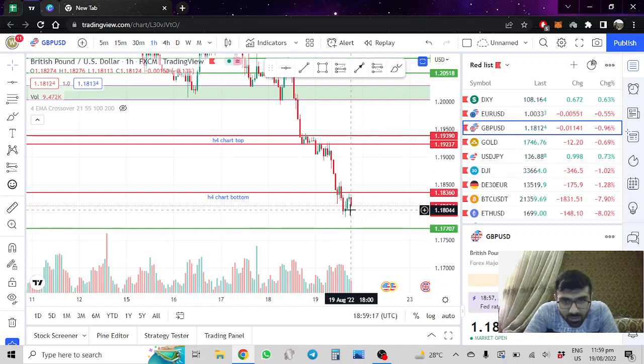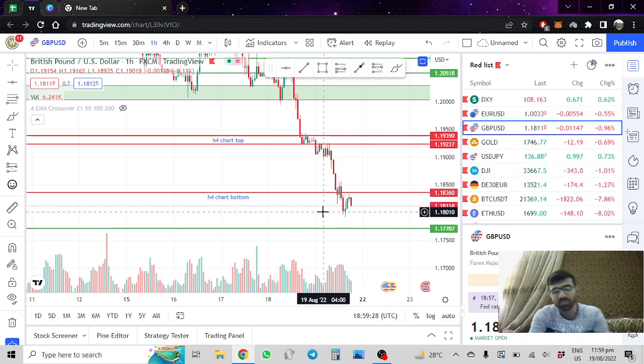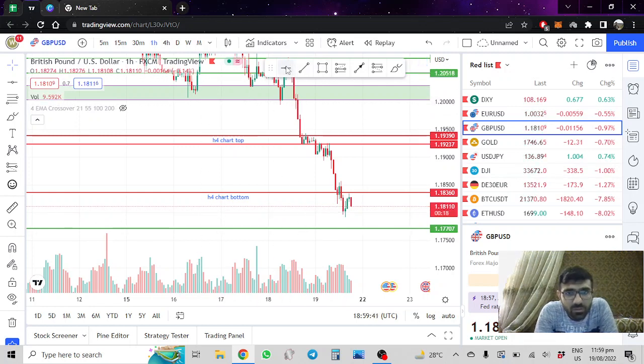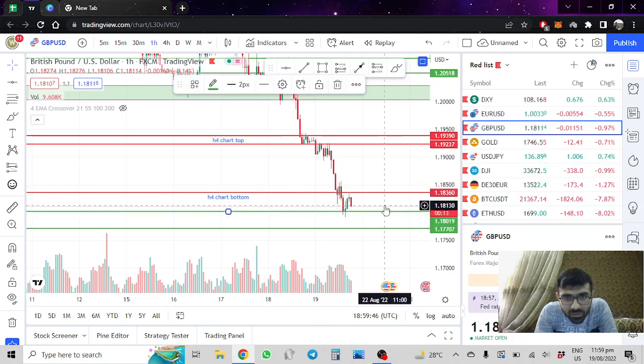Okay, so this area has been tested as today's lowest point. So if the market comes back to this point and respects this area and the market closes above it, then it might go up from there, and you can take a good buy trade from there as well. Okay, so I'm gonna mark this area as well for you guys. Okay, so this is an area of support for you guys as well.